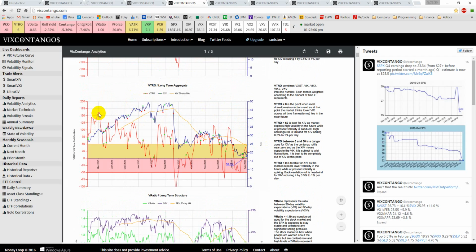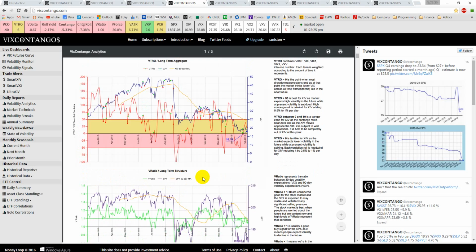The next chart is the VIX term roll oscillator against the XAV. Again, in red you see the VTRO, and then in blue you see the XAV. And then here you get to see the main ranges between 0 and 25, between 0 and 50, 50 and above. 0 to minus 50 is the red, and below minus 50 is really, really red.